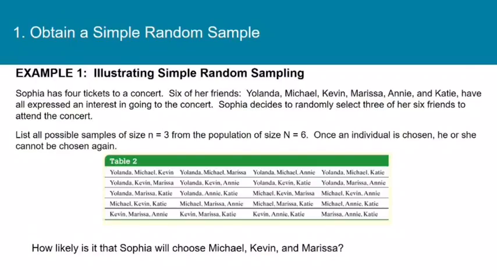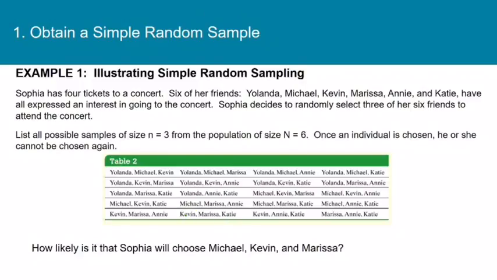We're not going to take the time to write down all these names, but let's look at the table. We have here Yolanda, Michael, Kevin; Yolanda, Michael, Marissa; Yolanda, Michael, Annie; Yolanda, Michael, Katie. So what they did is they took Yolanda and Michael and combined them with each of the other 4 people. Then on the next line, they took Yolanda, Kevin, and they've already got Yolanda, Michael, Kevin, so they're going to now do Yolanda, Kevin, Marissa; Yolanda, Kevin, Annie; Yolanda, Kevin, Katie. And you can see that they continue going until they have every possible combination figured out.